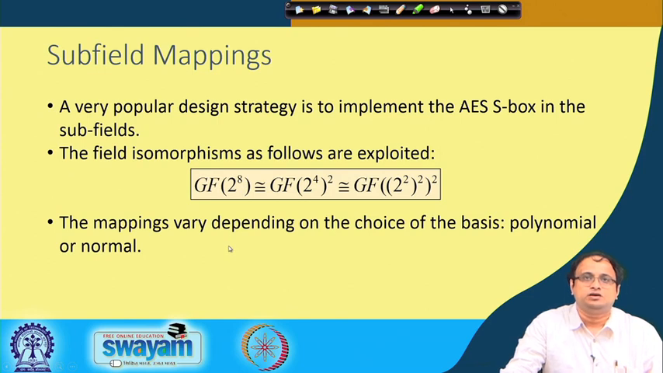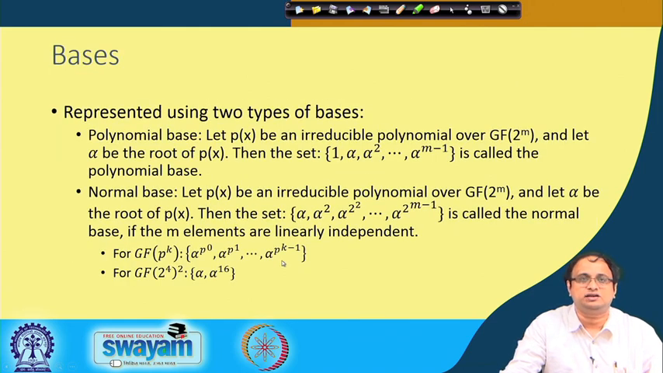So, there are different types of mappings we can define, and different types of implementations can also emerge because of them, and they are often guided by the choice of the underlying basis, like polynomial basis or normal basis. We already discussed that; here is a quick recap. There are two types of bases: one is called a polynomial basis and another one is called a normal basis.